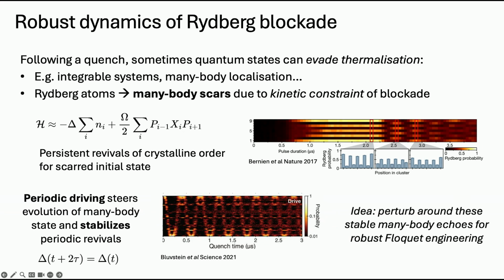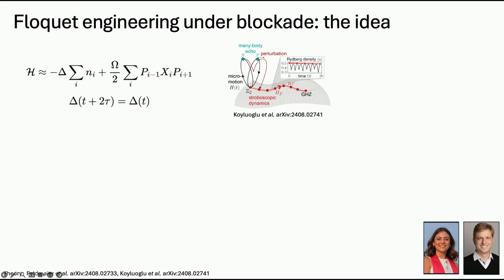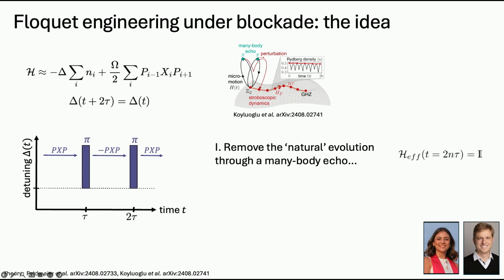The idea of the work that I'm going to talk about is: can we leverage this robustness and perturb around these many-body echoes or periodic revivals and use this to robustly engineer some Floquet Hamiltonian? A lot of this theory work should be attributed to Naz and Johannes, and Naz is here, so definitely talk to her if you're interested. The basic idea: we start off with the Rydberg Hamiltonian in the PXP approximation, and then apply a periodic detuning drive. First, essentially a series of pi pulses. You evolve under PXP, then under minus PXP, such that at stroboscopic times, you come back to your initial state, and therefore your stroboscopic effective Hamiltonian is just identity.